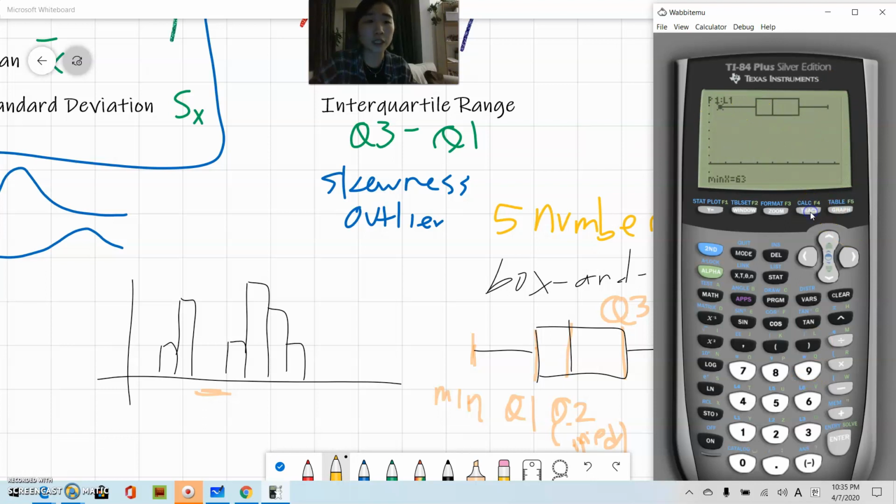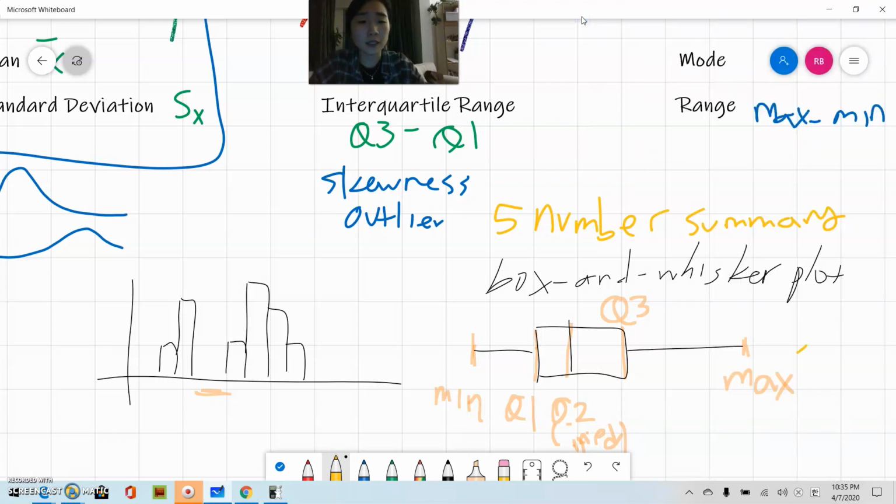And we can use the trace function to see minimum, Q1, Q2, which is a median, Q3, and maximum. Okay? So with this data set, there was no outlier. If there was an outlier, what you would see is a dot or a star sign there. Okay? So then how do we algebraically find outlier? So do you remember the IQR, which is Q3 minus Q1? We're going to use that.